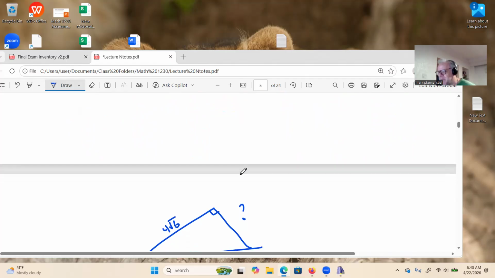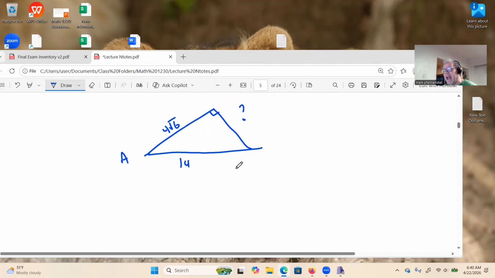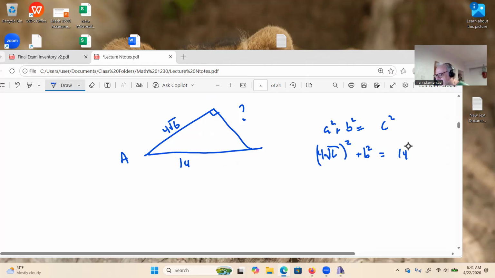Okay, second problem. It's a different triangle with a slightly different configuration, right? We still have to identify the hypotenuse. We have our a squared plus b squared is equal to c squared. So here we have the adjacent side is 4 square roots of 6, and we have to square this. Plus b squared is equal to c squared, which is 14 squared. Well, that's 196. You're allowed to use your calculators. I'm not taking them away from you.